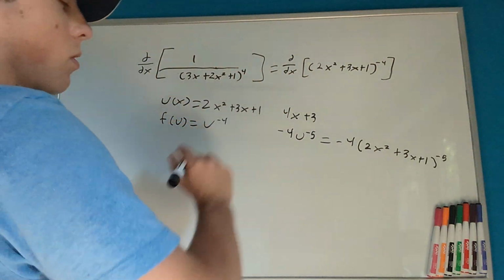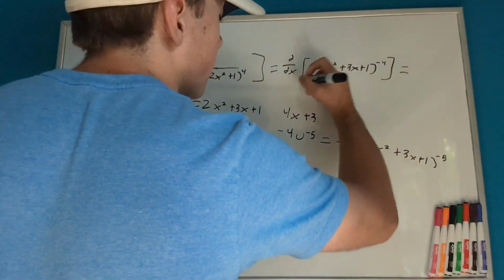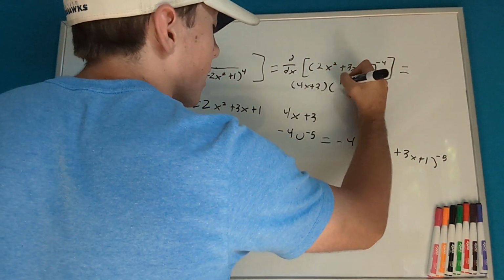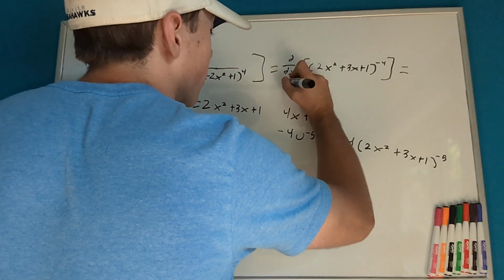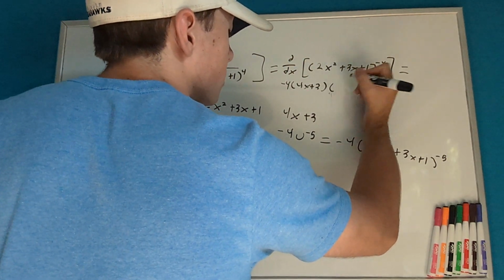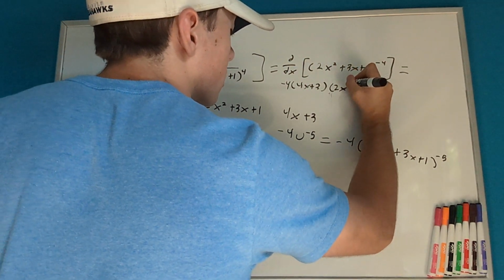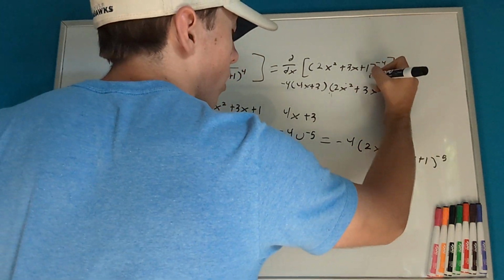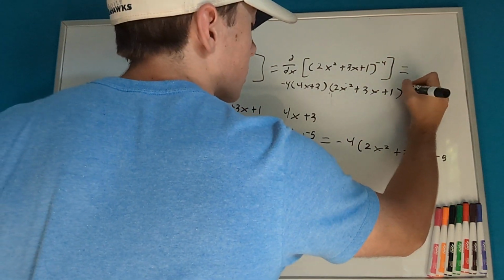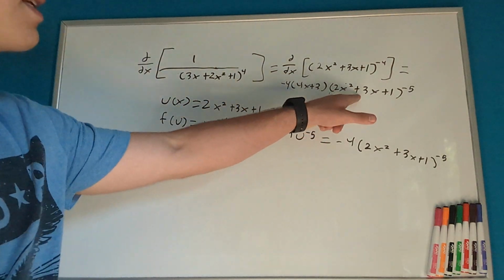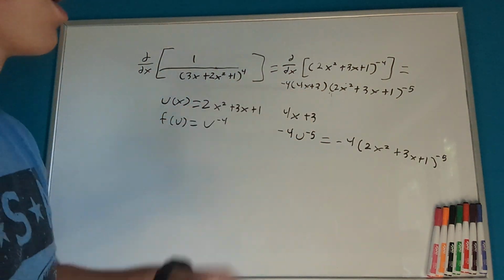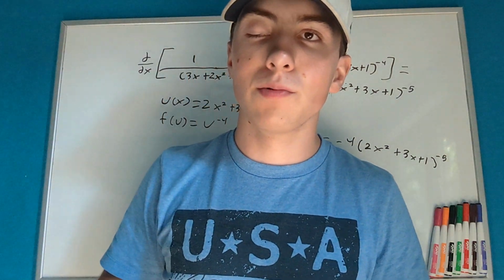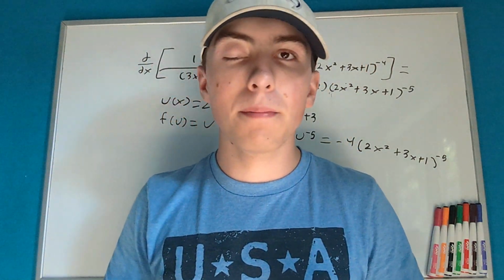Then we just want to come back up, and we can say that this whole thing equals 4x plus 3 times, actually let's put the negative 4 up front, negative 4 times 2x squared plus 3x plus 1 to the negative fifth. And if you want to, you can take this thing down and put it as a denominator below. Now, I hope this helps you understand the chain rule just a little bit better.